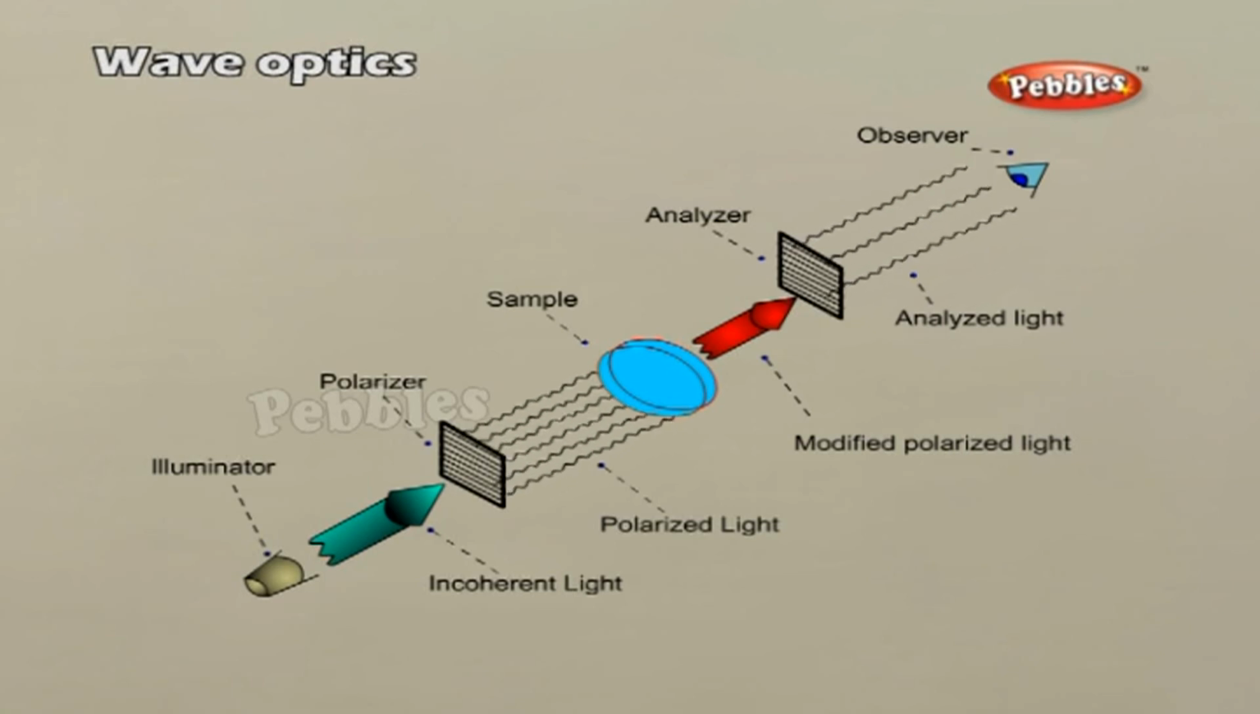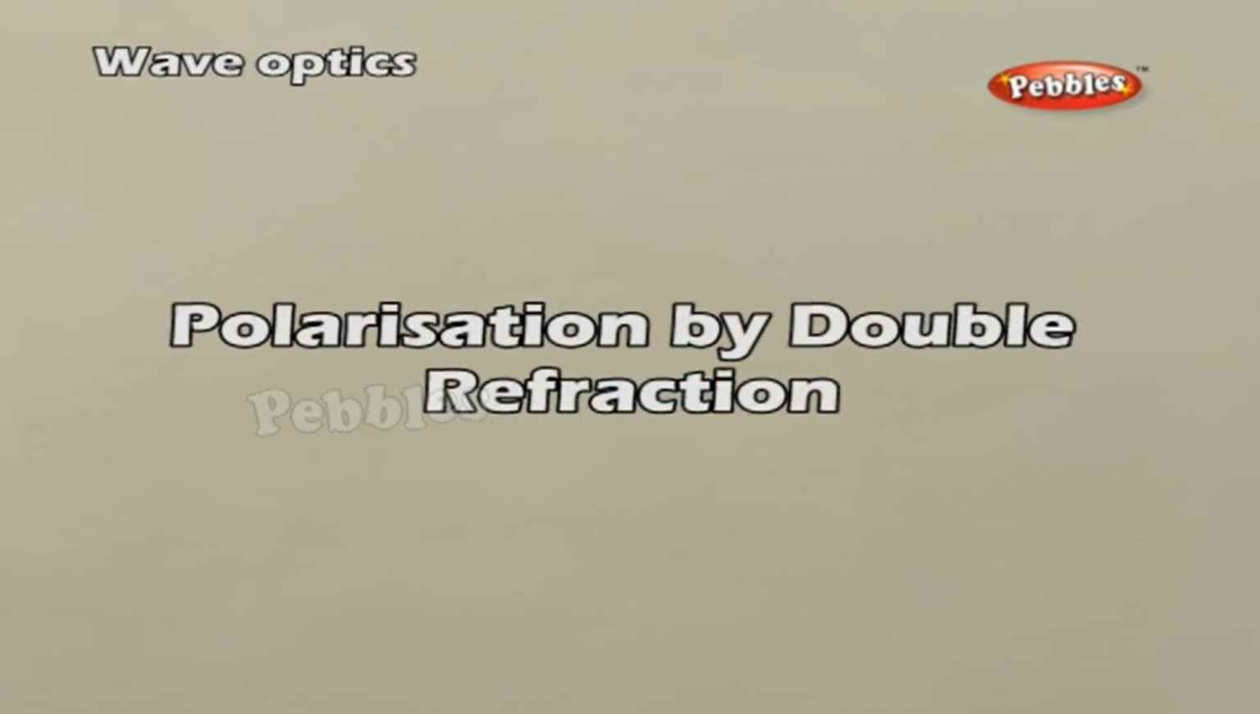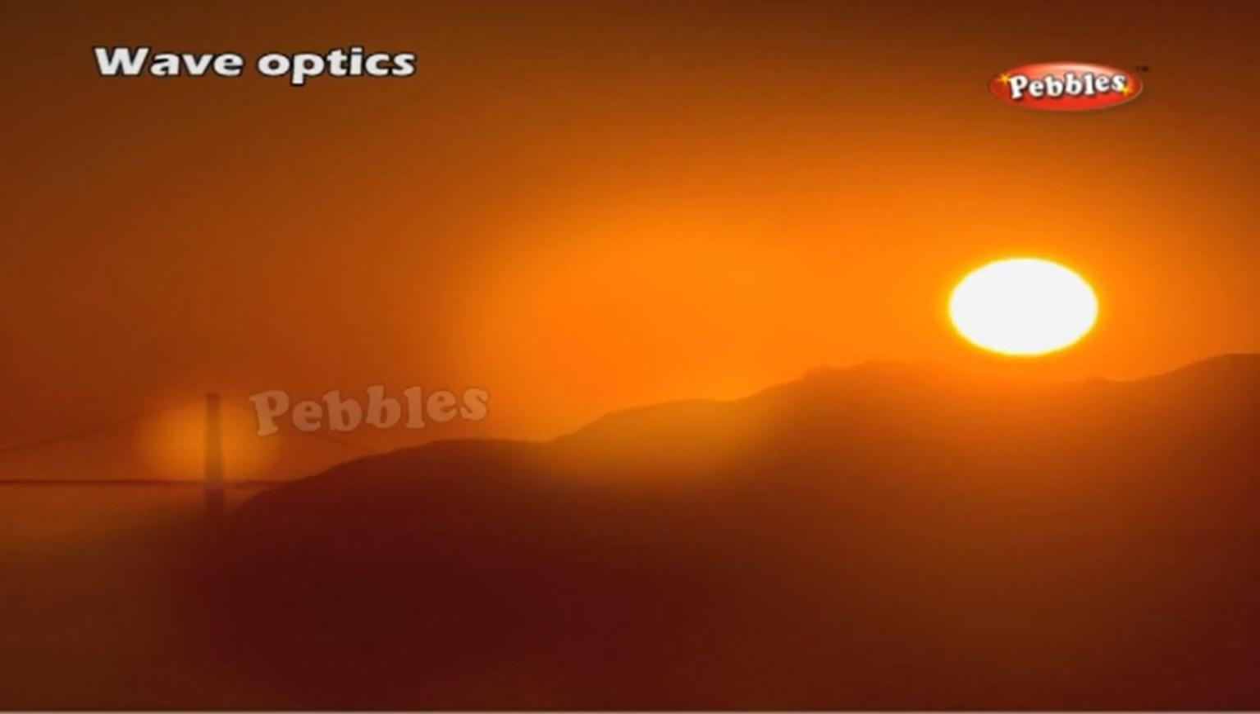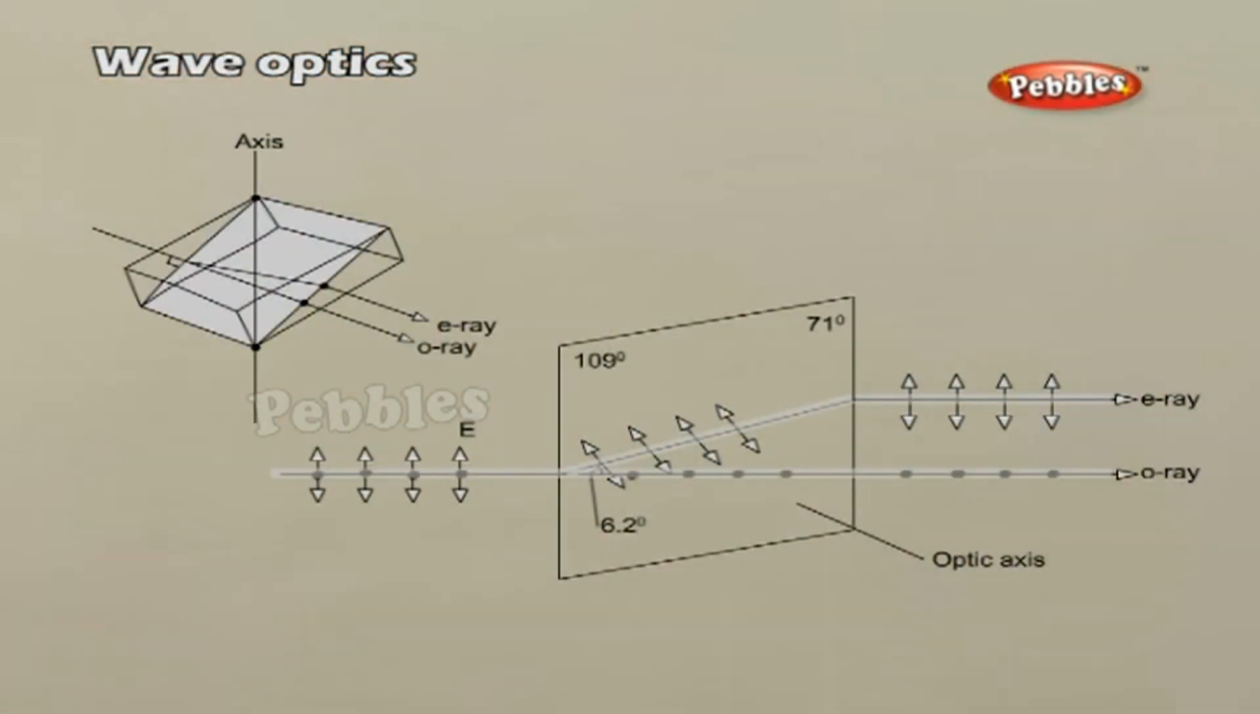This can be tested by a tourmaline crystal. Thus, plane polarized light can be produced by refraction. Polarization by double refraction. Light passing through a calcite crystal is split into two rays. This process is called double refraction.